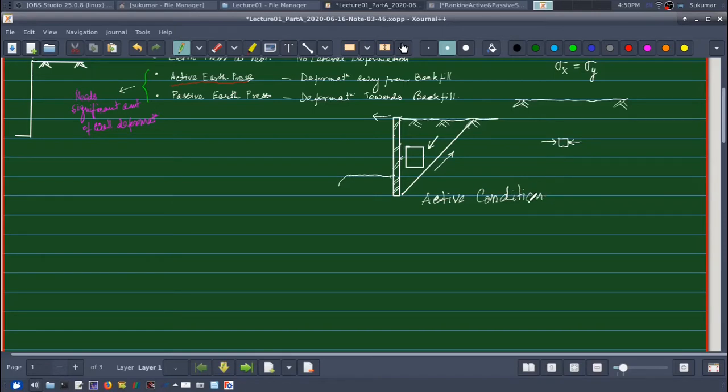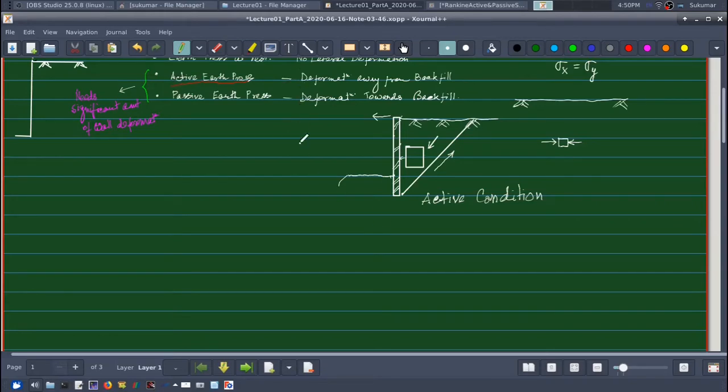Okay, so here what is happening? Here the soil is actively pushing the wall away from the backfill. That's why we call it active.